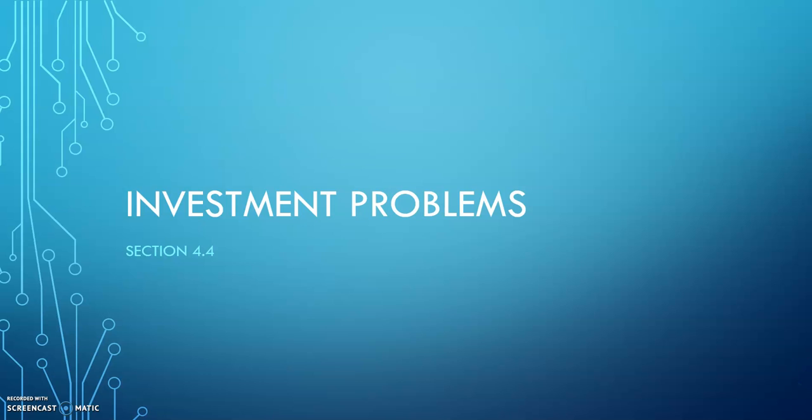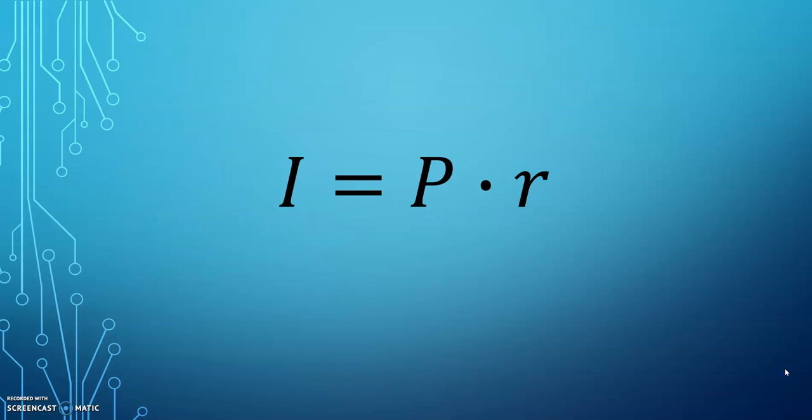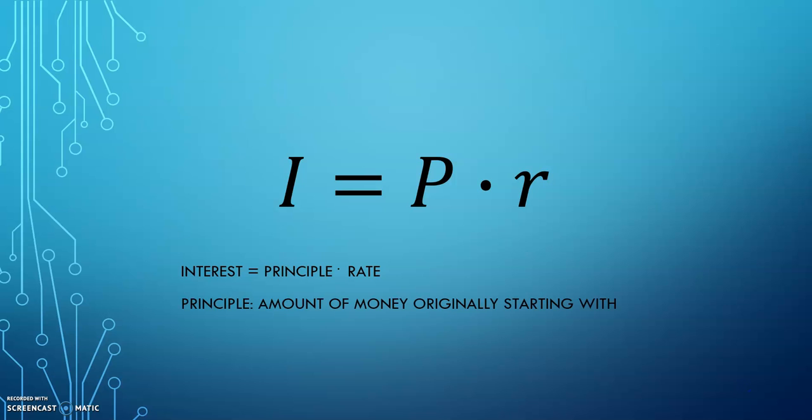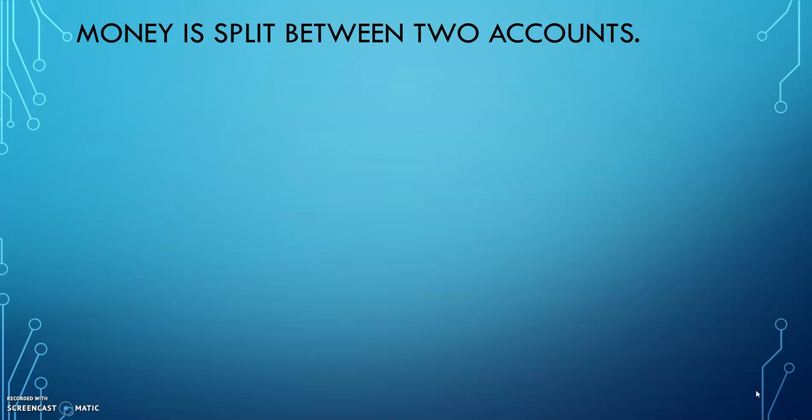Section 4.4, investment problems. We're using the formula I equals P times R, where I stands for interest, P stands for principal, and R stands for rate. Principal is the amount of money originally started with. Rate is the percent the principal earns. The money is split between two accounts.